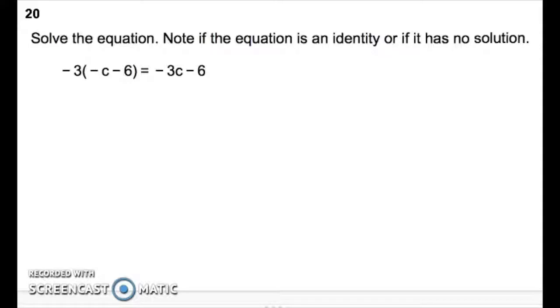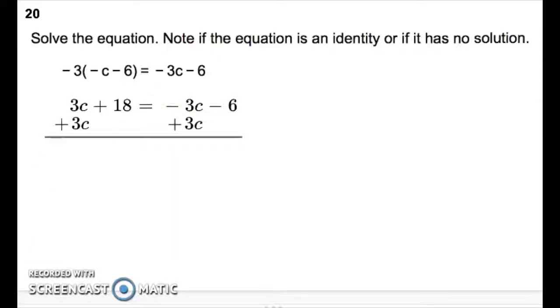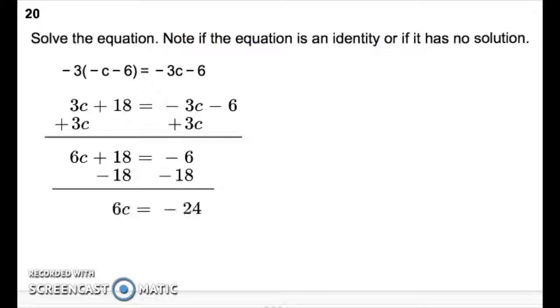Number 20, solve the equation, and note if the equation is an identity or if it has no solution. So first we're going to distribute the negative 3 into everything on the left. So negative 3 times negative c is positive 3c. Negative 3 times negative 6 is positive 18, all equaling negative 3c minus 6. Move the smallest variable by adding 3c to both sides. You'll get 6c plus 18 equals negative 6. Subtract 18 from both sides. You'll get 6c equals negative 24.